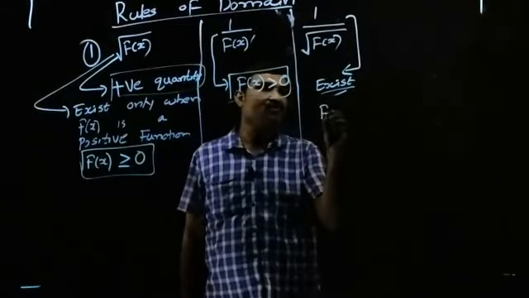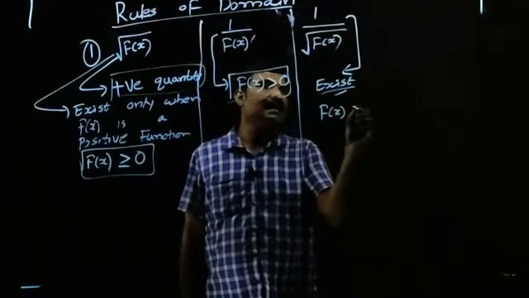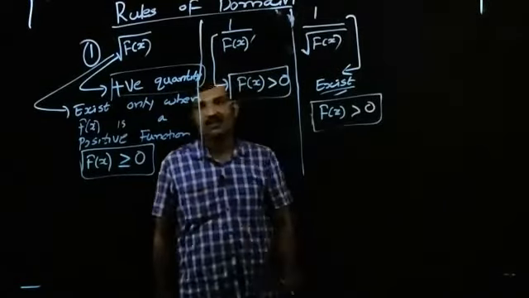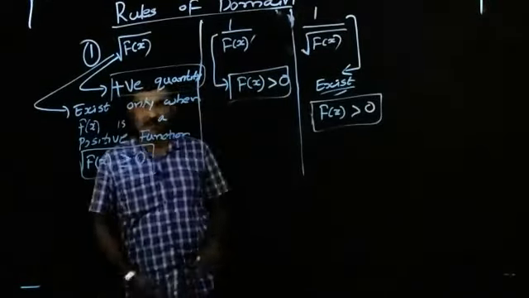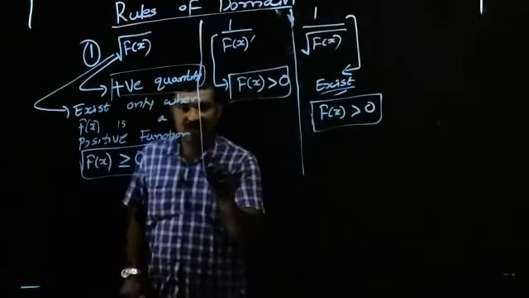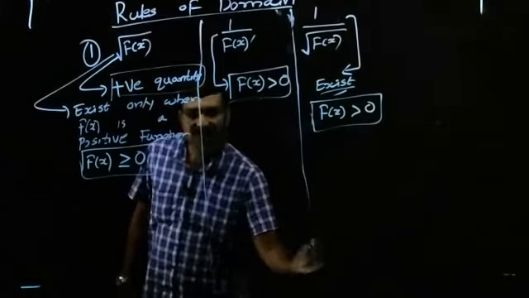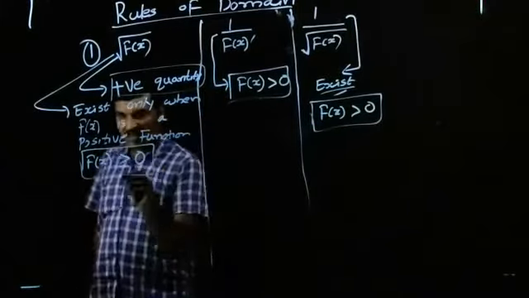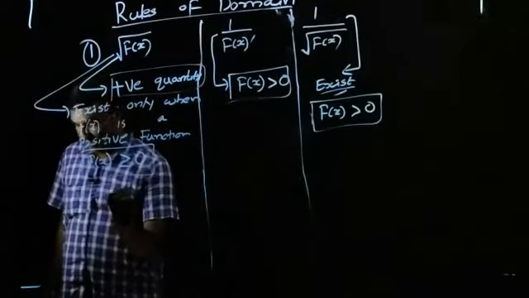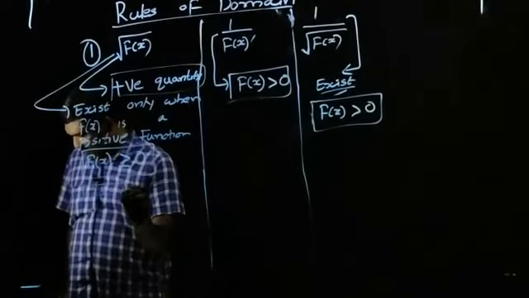This means f of x that is greater than 0 but not equal to 0. So if the functions are coming like this, we can obtain the value of x by using these conditions. We can do some simple problem based on this. Suppose I have a function square root of 3x minus 4.